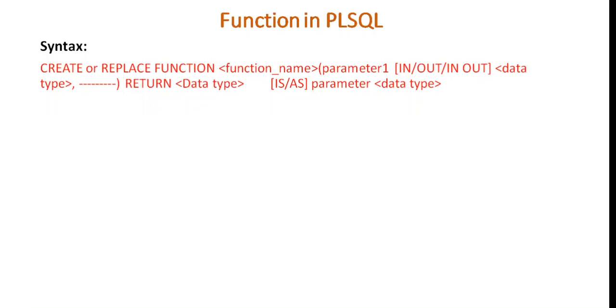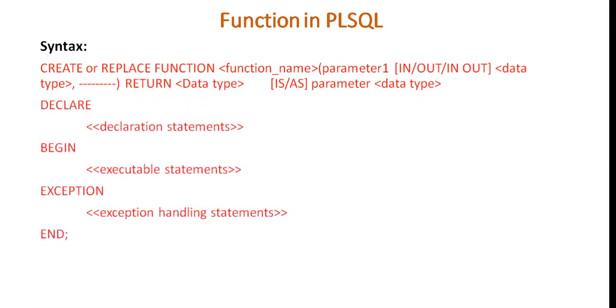In function we write create or replace function, function name, in bracket parameter, in, out, in, out. It is same as that of procedure. Then we write data type. But here we use return keyword, return data type. That is the value that we want to return is as, then the parameter that we want to return and the type of parameter. Let's see one example which will clear all your concept.